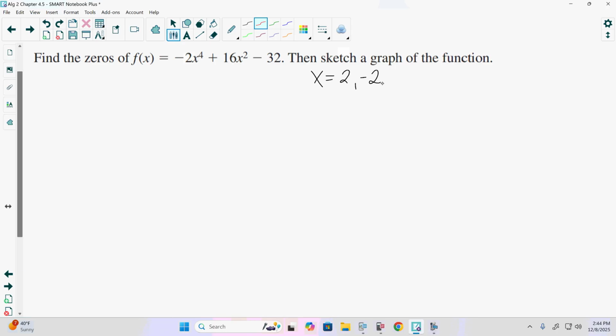So we write the solutions out. We could write it as x equals 2, and then x equals negative 2, and x equals each time. Or we can put commas. So we can say x equals 2 and negative 2. So we can list it out instead of rewriting x equals multiple times. We can separate those solutions with commas. Also works.